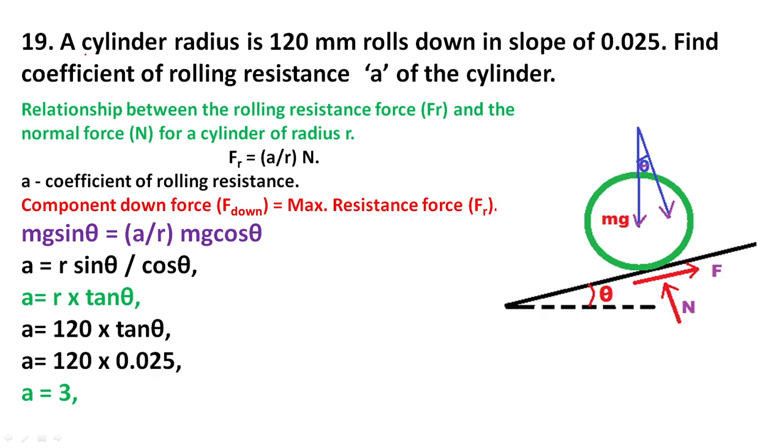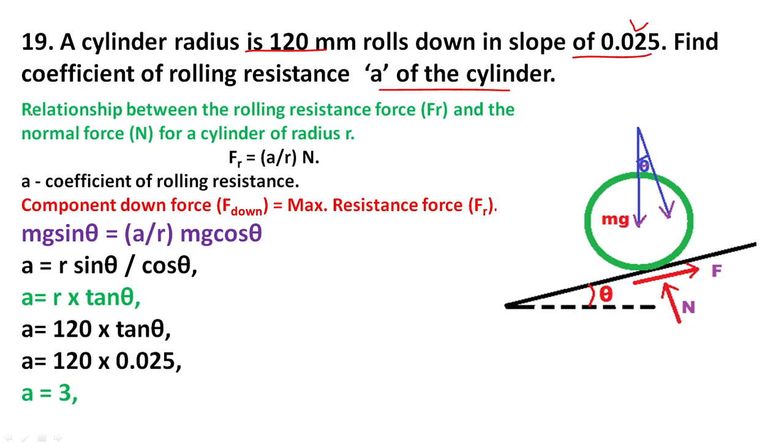A cylinder of radius 120 mm rolls down a slope of 0.025. Find the coefficient of rolling resistance A of the cylinder. The radius of the cylinder is 120 mm, the slope is 0.025. Find the coefficient of rolling resistance.